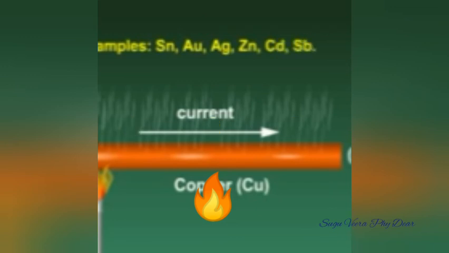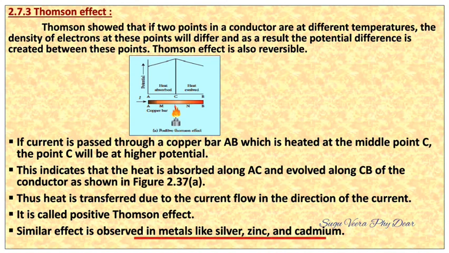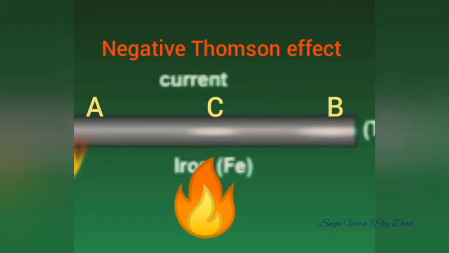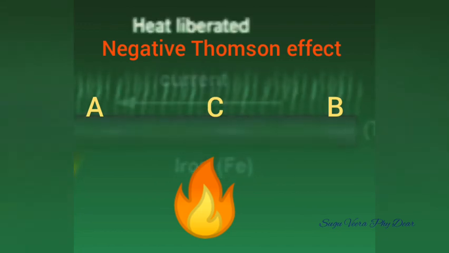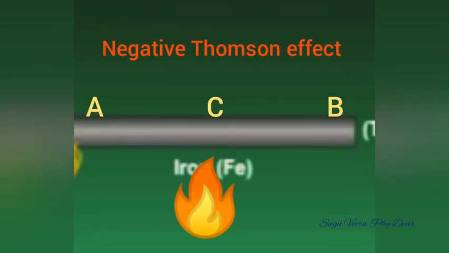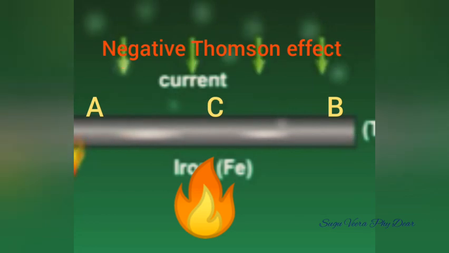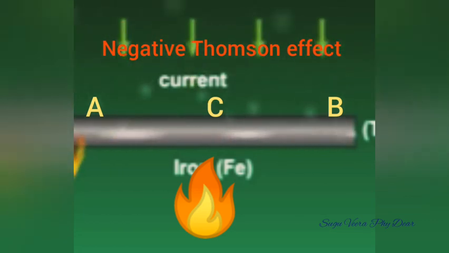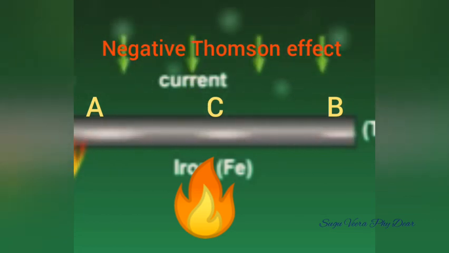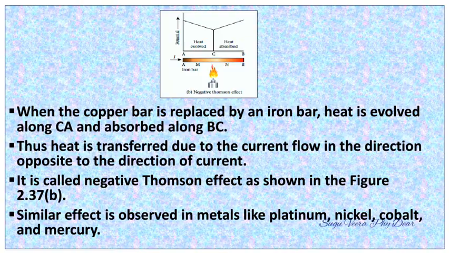A similar effect is observed in metals like silver, zinc and cadmium. When the copper bar is replaced by an iron bar, heat is evolved along CA and absorbed along BC. Thus, heat is transferred due to the current flow in the direction opposite to the direction of current. It is called the negative Thomson effect. A similar effect is observed in metals like platinum, nickel, cobalt and mercury.